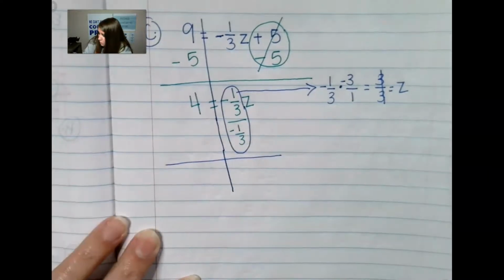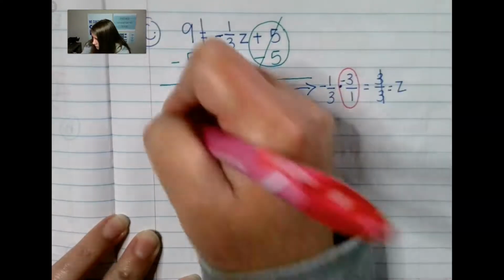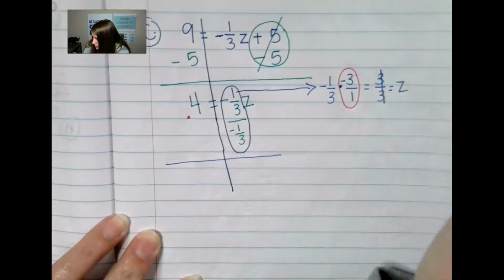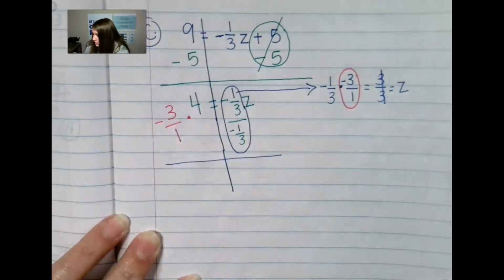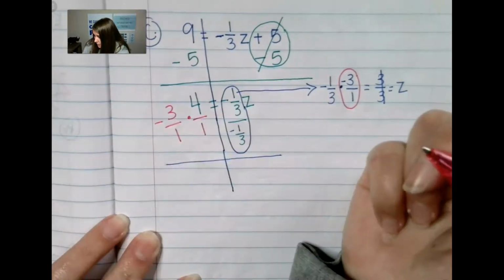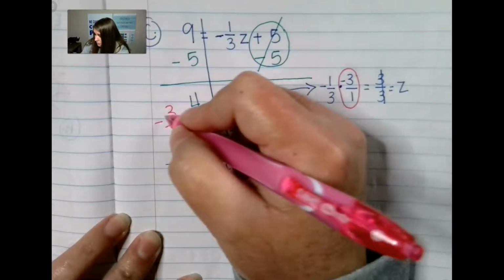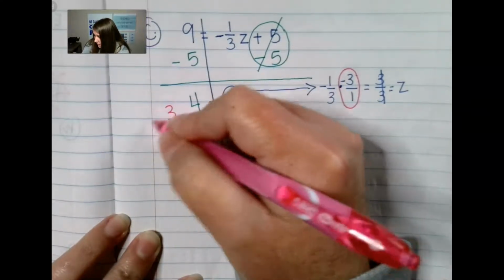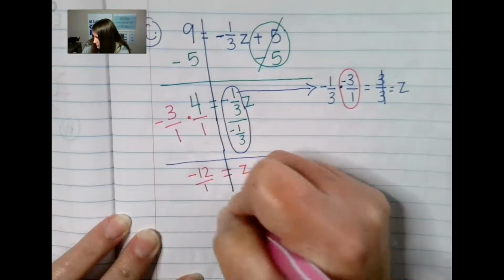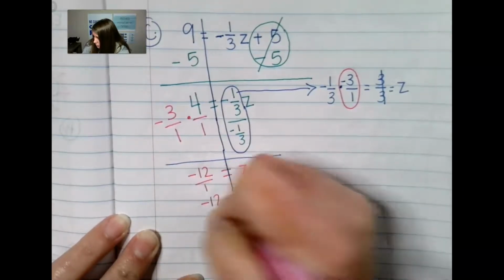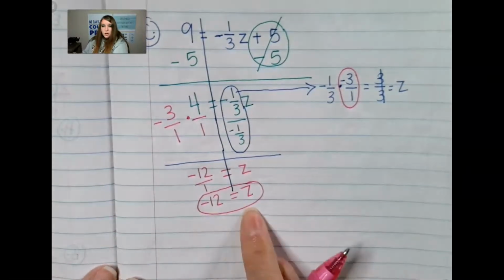The number that I multiplied by, which is negative 3/1, I need to do over here, times negative 3/1. Put this over 1. So now I have z equals 3 times 4 with a negative sign, which is negative 12/1, or z equals negative 12. So my solution is z equals negative 12.